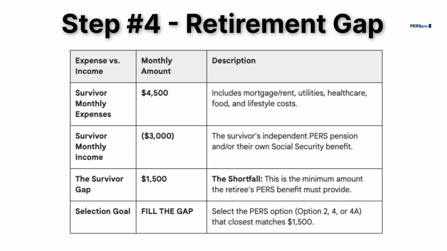Many retirees realize at this step that while their combined income is plenty to cover their lifestyle, a surviving spouse would not have enough income on their own to pay their monthly bills. Let's look at an example. Let's assume a survivor needs $4,500 a month to maintain their current lifestyle. If that survivor has $3,000 a month of their own retirement income, they are left with a $1,500 monthly survivor gap. In this case, whatever PERS option is selected, be sure it covers that survivor gap.